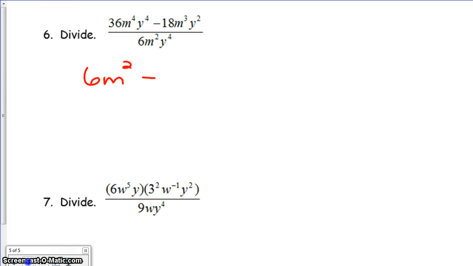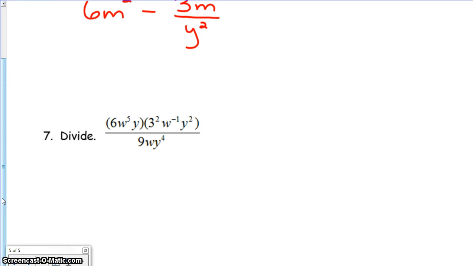Minus, we do our second division problem. We're left with 3m over y squared. Only this term has a denominator of y squared left over. Do not extend that division bar because 6m squared does not have a denominator of y squared.